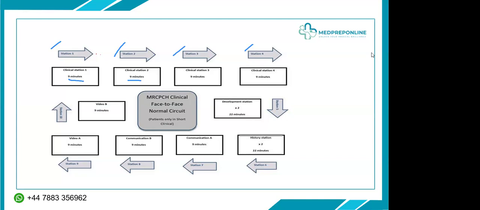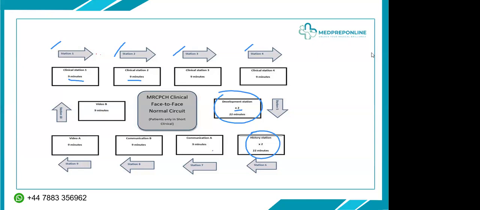After that, station 5 is the development station. It's a big station of 22 minutes, and the history station. These two are the major chunk, your main stations, which are of 22 minutes each. You see they're written two, which means there are two development stations going on at one time and two history stations going on at one time. But both of those development or history stations have the same scenarios, right?